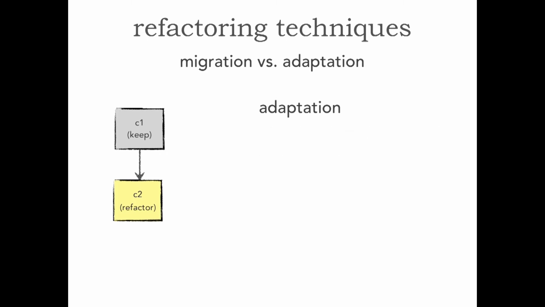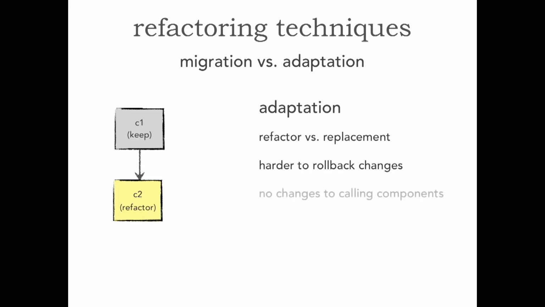So some of the aspects of adaptation is it's a refactor versus a replacement. Instead of migrating functionality over to a new component, this is actually changing an existing component over to some sort of end state. It's harder to roll back changes in this case. However, there's less components affected in the calling components because we don't have this switching logic in place.